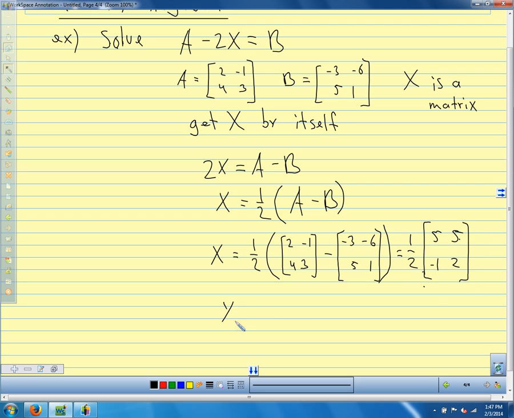So finally, X equals the matrix 5/2, 5/2, -1/2, and 1. And that would be the solution to this matrix equation. That would be my matrix. So questions on how we did that?